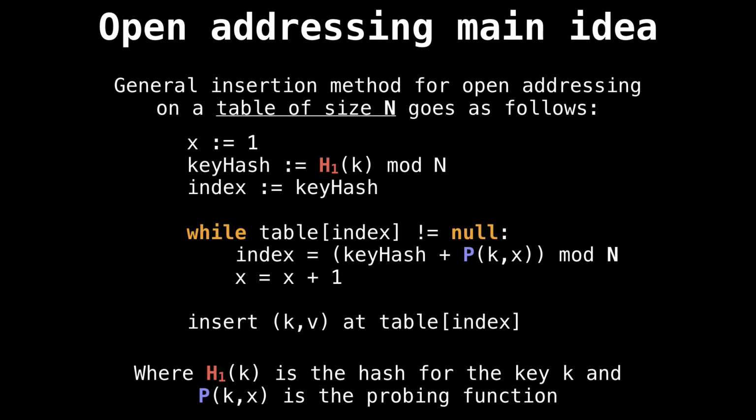So we're going to loop while we are still hitting spots where there are already keys. And every time that happens, we're going to offset our key hash using a probing function. In our case, it's going to be the double hashing probing function. And we're also going to increment our value of x so that we keep probing along further and further. Once we find a free slot, then we can insert our key value pair into the hash table.